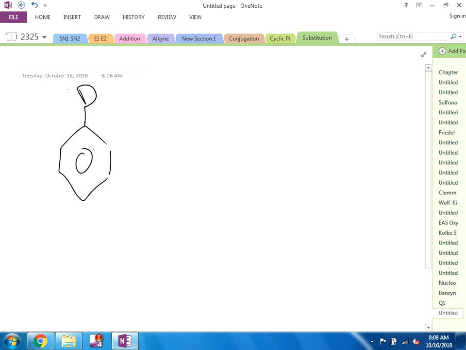This D is not for deuterium, it's for donor, something that can donate electrons. Most of these donors we're going to see have a dot, two dots on there. With these donors, if I put a star and then no star, star, no star, star, star, we end up with a star at the ortho and the para position.